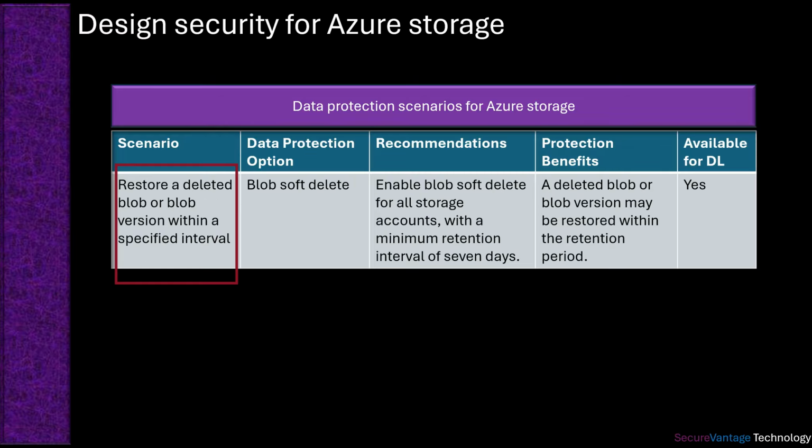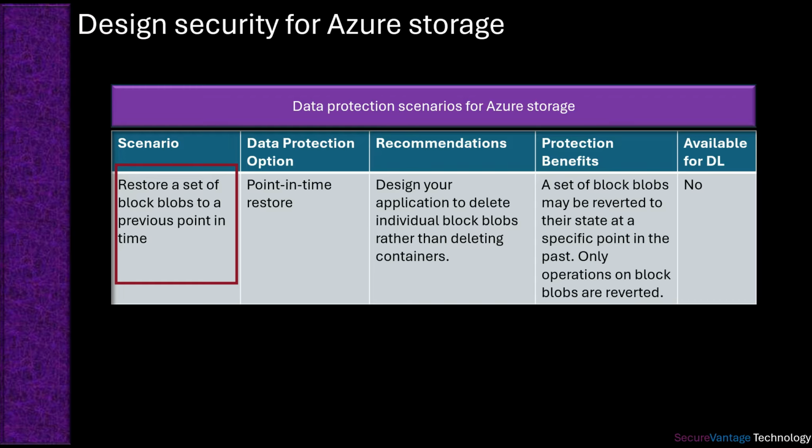Next, data protection scenarios for Azure Storage is restore a deleted blob or blob version within a specified interval. We all delete things by mistake sometimes. Azure's blob soft delete feature is like having a recycle bin in the cloud. If you accidentally delete a file, you have some time, let's say 7 days, to restore it before it's gone forever. It's a simple way to prevent data loss from human error.